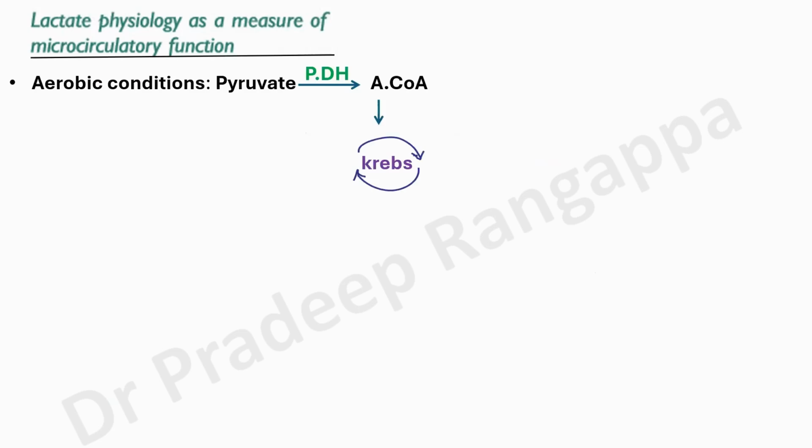So now we need to understand lactate because lactate is a marker of microcirculation. So what do we understand with lactate? In aerobic conditions, pyruvate is converted to acetyl-CoA in the presence of pyruvate dehydrogenase. This acetyl-CoA enters the Krebs cycle and forms the cofactors with oxidative phosphorylation, 36 ATP. So this is the normal energy that the cell needs, and the normal energy that the cell gets is through this pathway, by the Krebs cycle and production of 36 ATP.